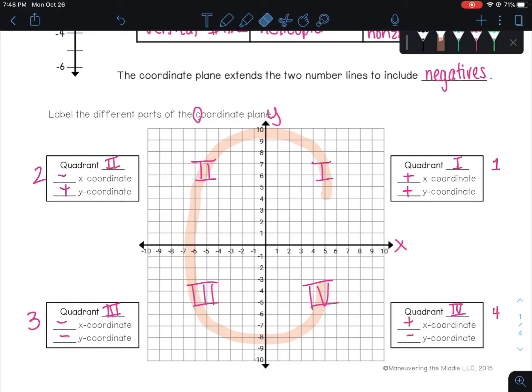So that can help you to identify which quadrant you're in without actually graphing a point, if you remember those rules about the positives and negatives in each quadrant.